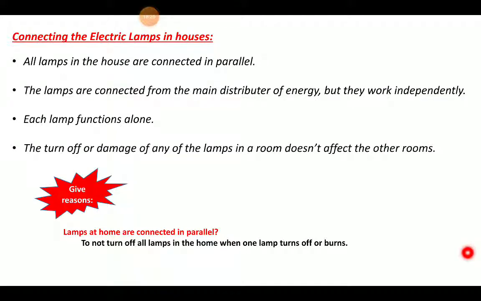Connecting of electric lamps in houses. All lamps in the house are connected in parallel. The lamps are connected from the main distributor of energy, but they work independently. Each lamp functions alone. The turning off or damage of any of the lamps in the room doesn't affect the other lamps.